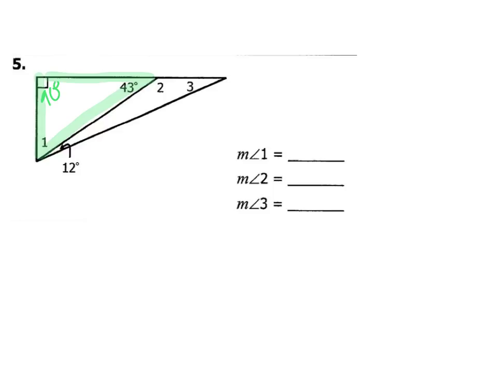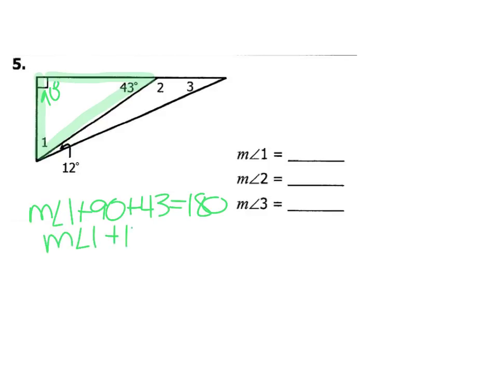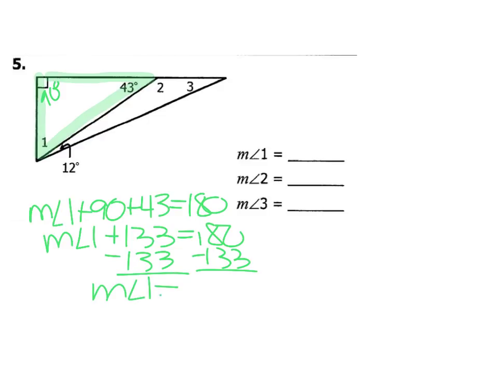So we can find the measure of angle 1 by saying the measure of angle 1 plus 90 plus 43 has to equal 180. Combine like terms. Subtract 133 from both sides. And the measure of angle 1 equals, what would that be, 47. All right. So we found the measure of angle 1. So this one right here has to be 47 degrees.